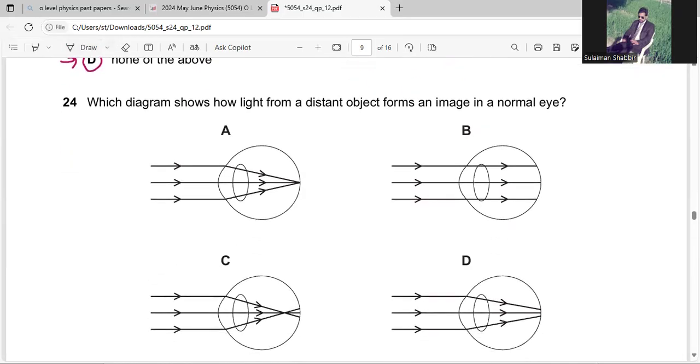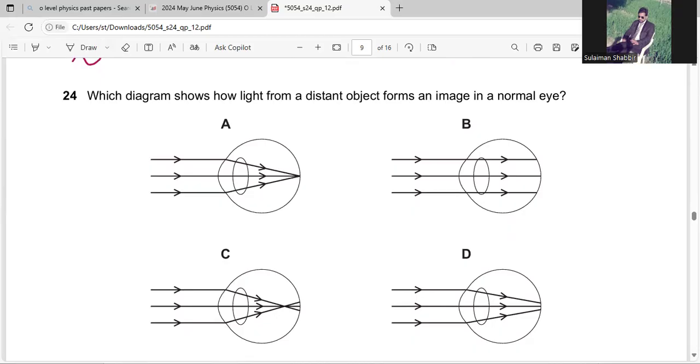Go to question number 24, where he is saying which diagram shows how the light from a distant object forms an image in a normal eye. So it should fall exactly on the retina. In this case, they are exactly falling, so it is the right option. Remaining all, they are not joining on the fixed point. They are joining before the retina. So only option A is fine over there.